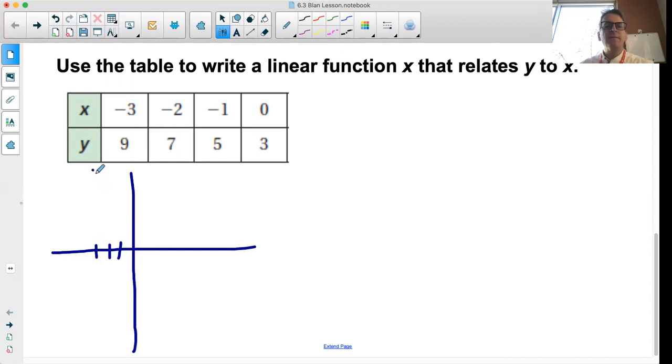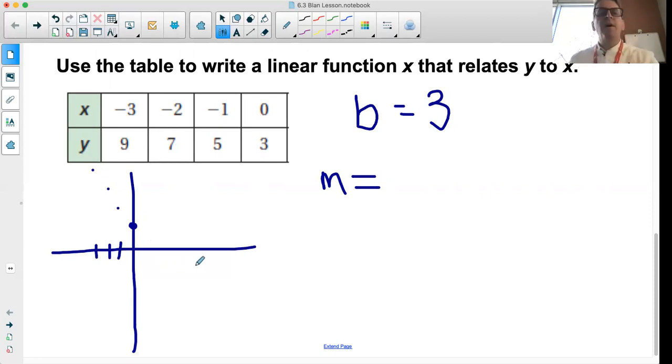-3, +9; -2, +7; -1, +5; 0, +3. Now I hesitated there because if you think about this, that is going to be our intercept. So right away we know where it crosses the y-axis, at 3. So our b is equal to 3. You can see it's got a negative slope just by looking at the line. It goes downhill from left to right. So now all we need to do is determine what the slope is.